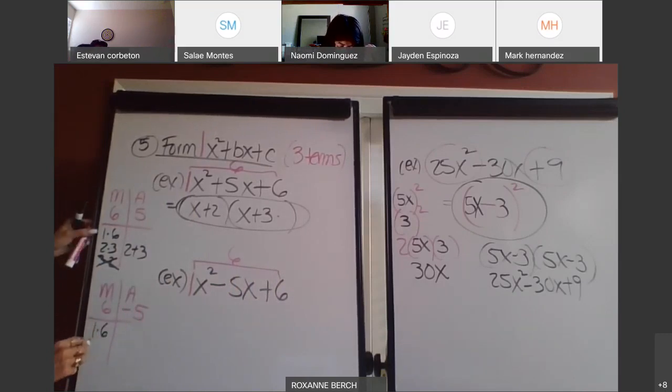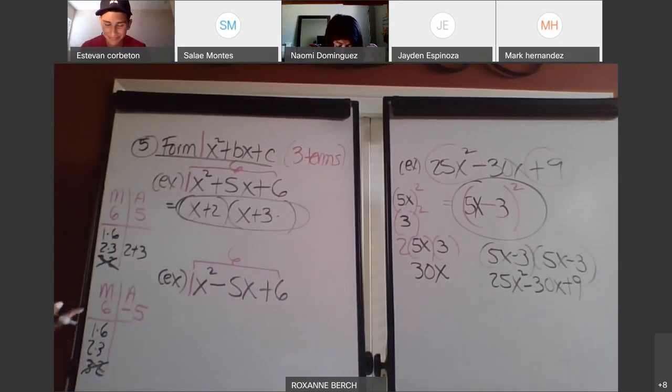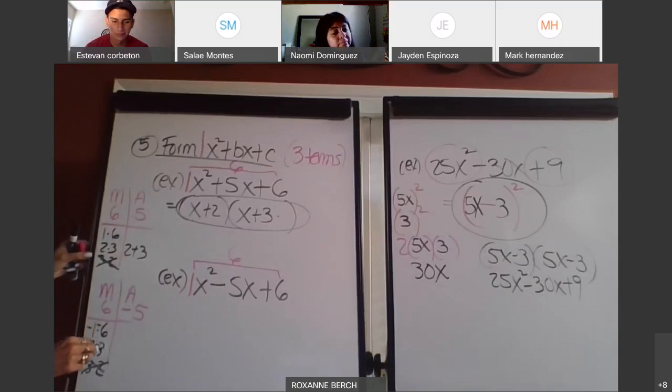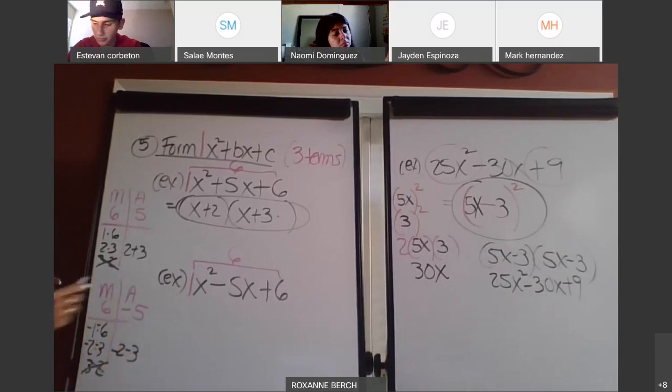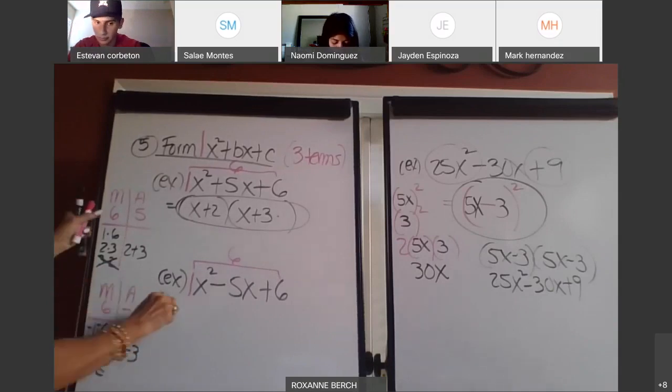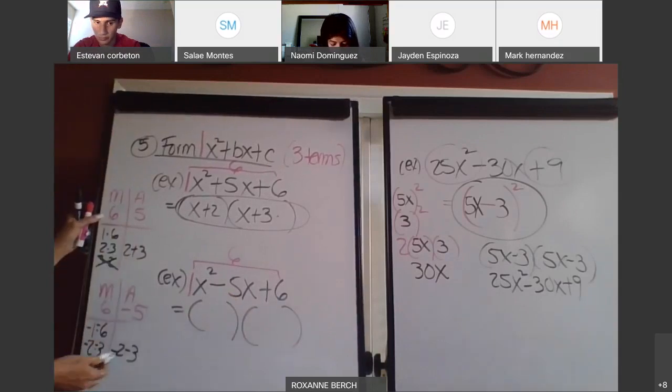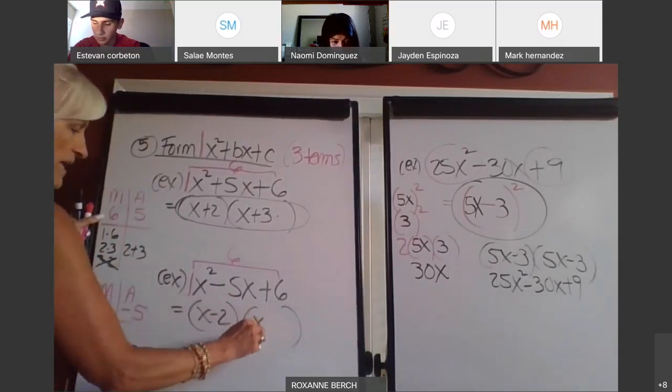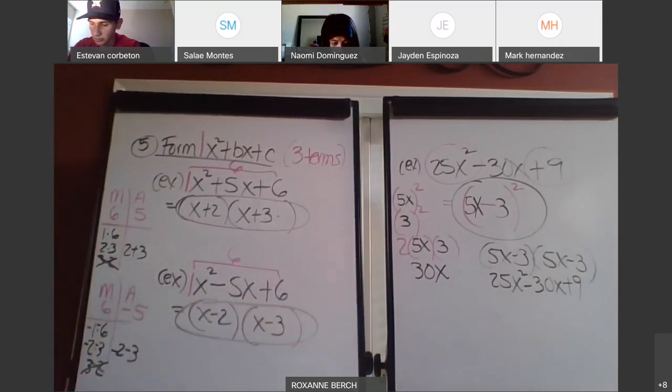So you have 1 times 6, 2 times 3, 3 times 2 is wrapping around, so you can stop. Now think about this. How do you multiply to get a positive but add to get a negative? Wouldn't both of these have to be negative? Remember, it has to work in both. So this is a negative 2 and a negative 3 for a negative 5. So we're done. You just put the factors in, x minus 2 times x minus 3. Match your answer.